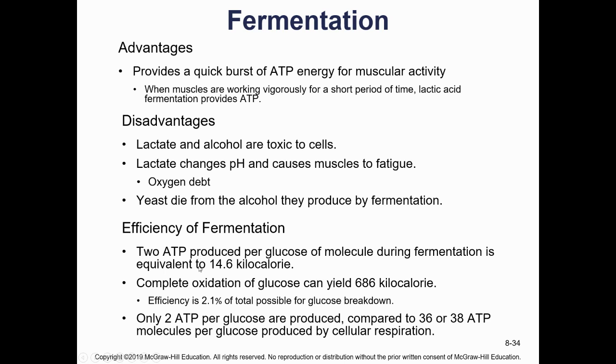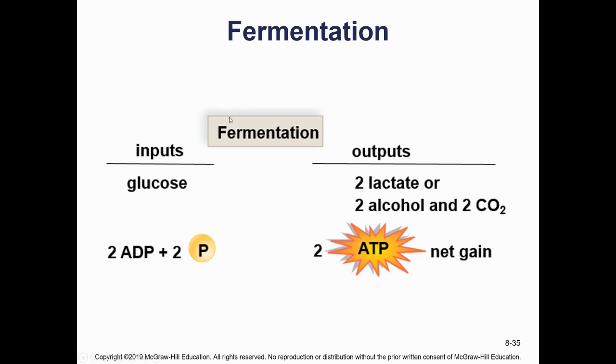I get 2 ATPs. It's the equivalent of 14.6 kilocalories. But aerobic respiration, the complete oxidation of glucose, where I have no carbon-hydrogen bonds left, gives me 686 kilocalories. So it's really only 2% as efficient because I only get 2 ATPs instead of the 36 to 38. So here, if I do my accounting, my input is glucose and some ADP plus P. My output, either 2 lactic acids or 2 alcohols and carbon dioxides, and a net gain of 2 ATPs.